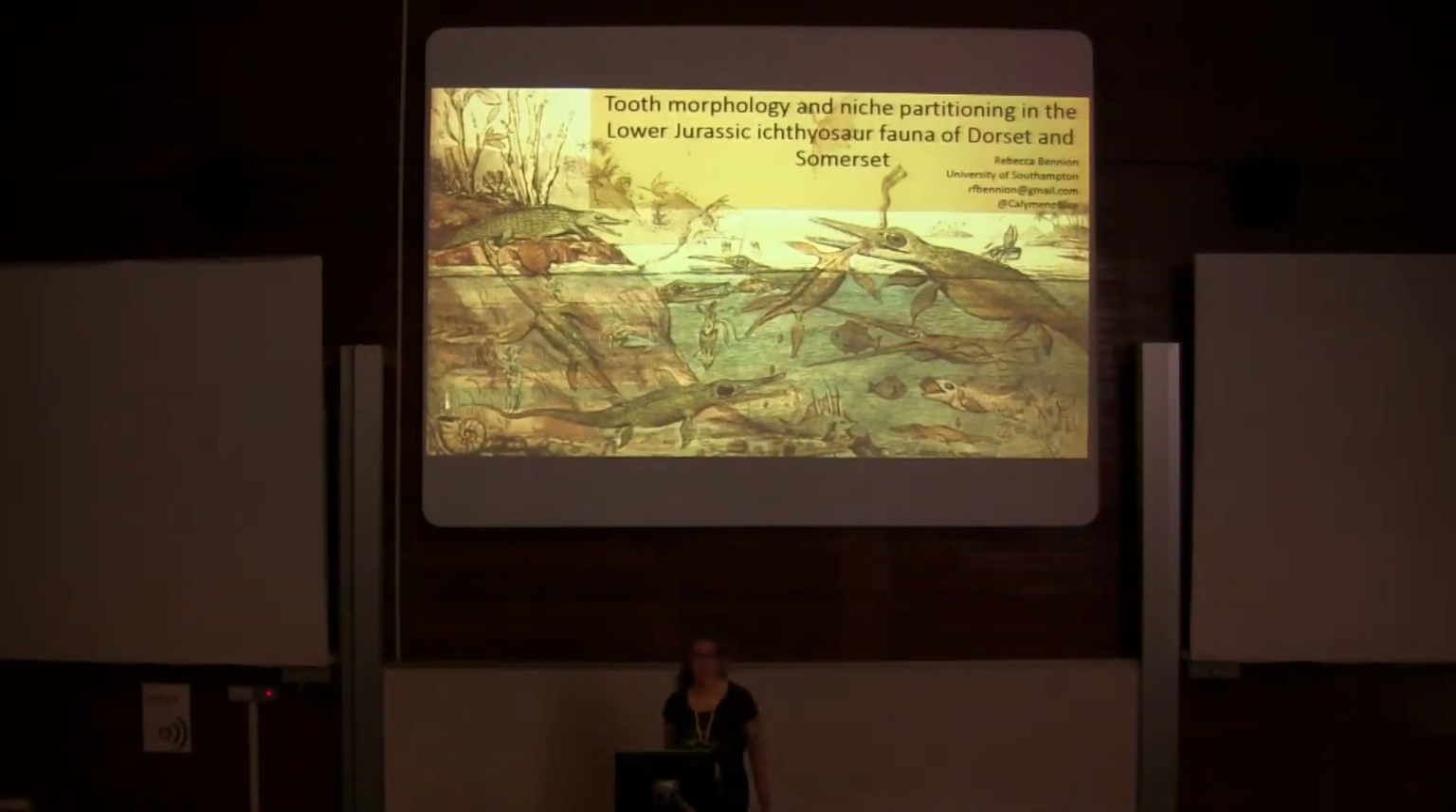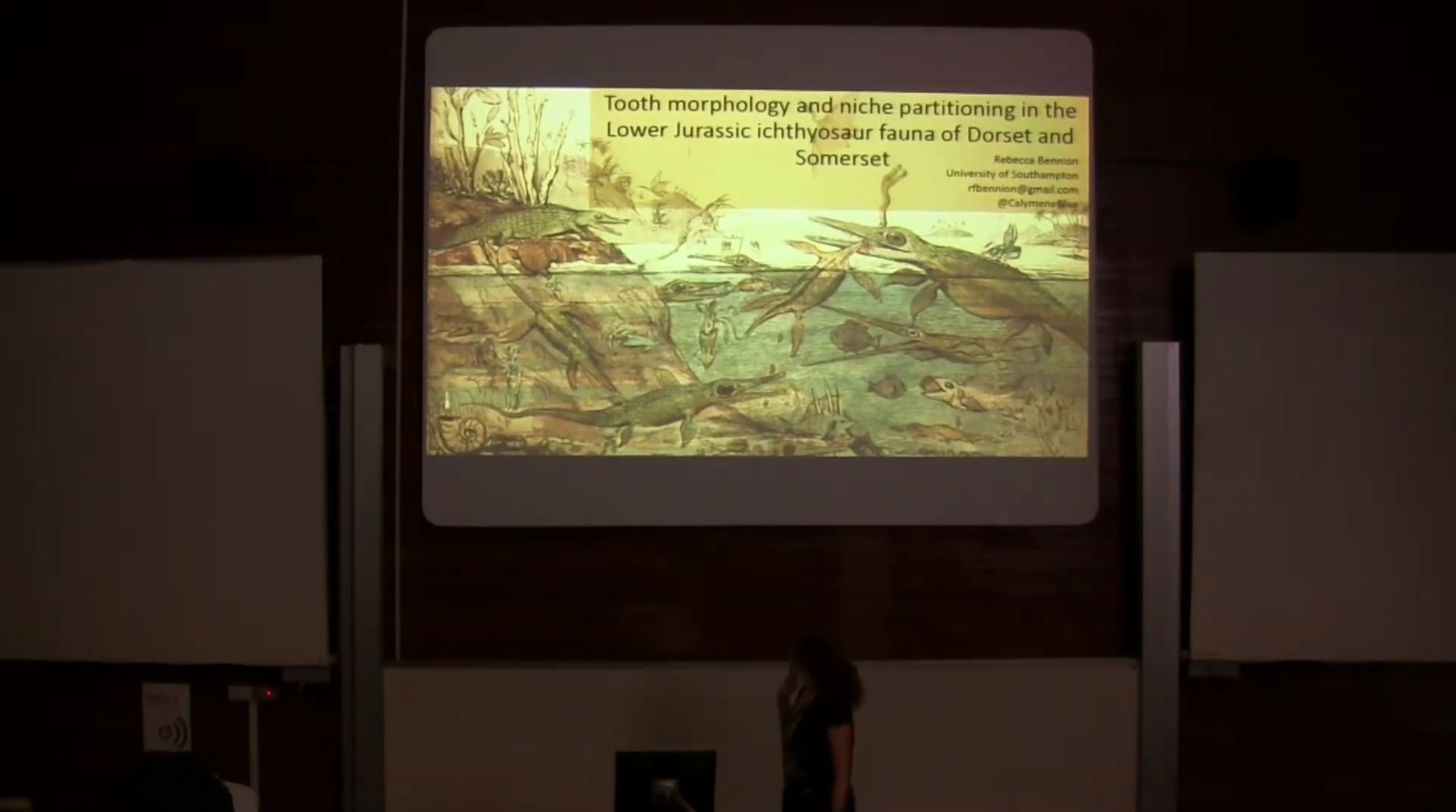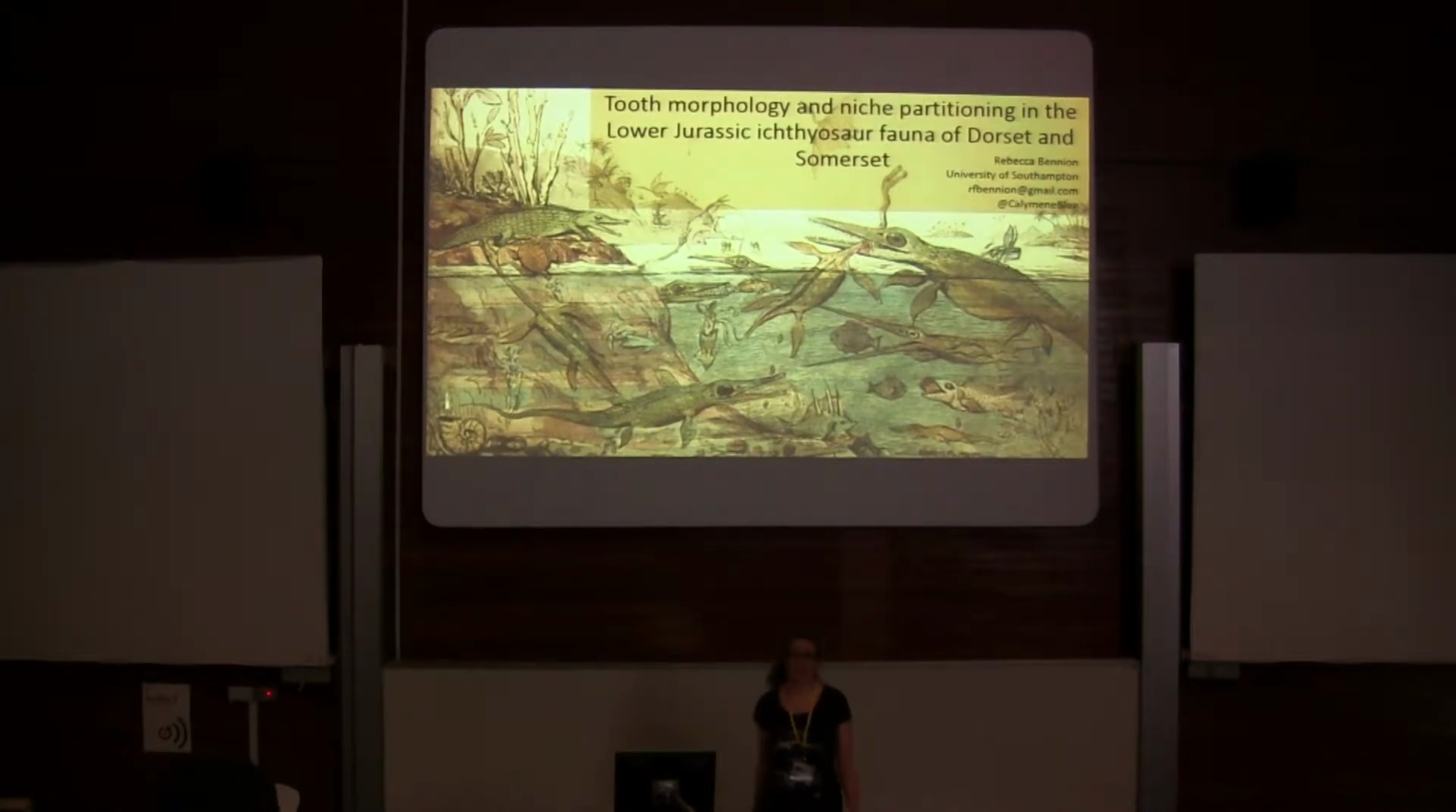So hi everyone, I'm going to be talking about some of my master's research which looked at niche partitioning in early Jurassic ichthyosaurs. This picture on the screen is called Duria Antiquior. It's one of the earliest pieces of paleo art and it depicts the paleo environment of the early Jurassic of Lyme Regis. Obviously some of the reconstructions are a little bit outdated now, but it shows quite nicely the marine reptile diversity in this area.